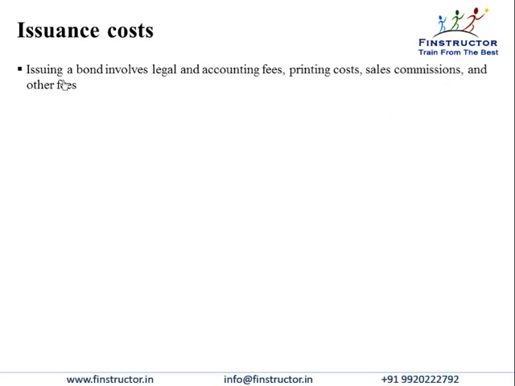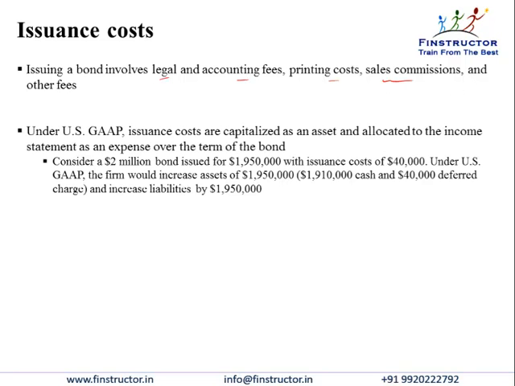Now, issuing a bond would often involve legal, accounting, printing, sales commissions, and other costs. In US GAAP, these costs are capitalized as an asset on the balance sheet and are subsequently depreciated over the term of the bond. So assume a bond with a par value of $2 million is issued for $1.95 million and there are additional issuance costs of $40,000.